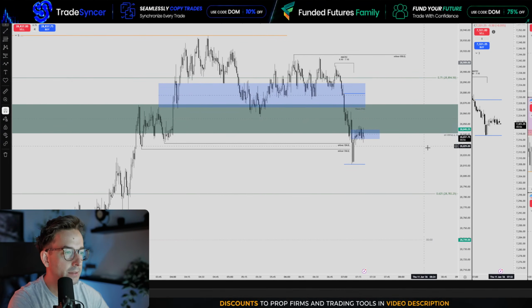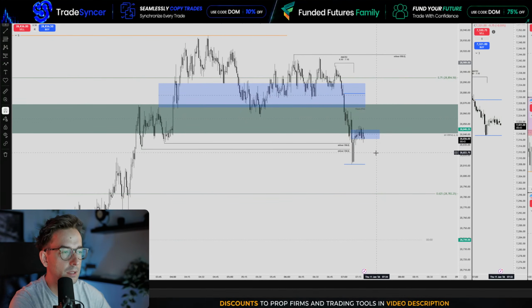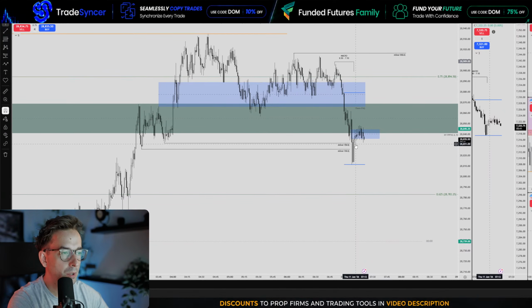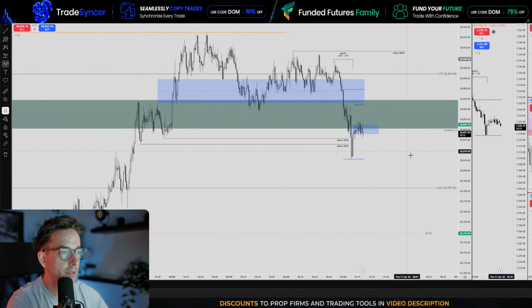Technically, all the bodies respected this fair value gap other than this one. We are moving sideways. We've consolidated for 11 minutes, but when we're talking about clean IPDA, you want price going into these and out of them really quickly. You don't want to see it hovering. So this is not prime price action, okay?